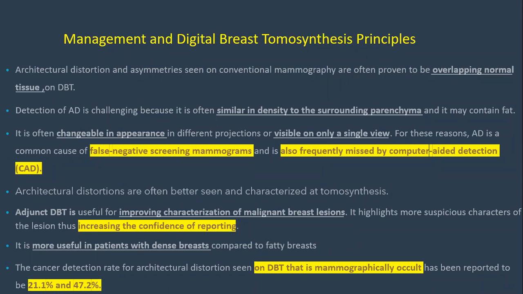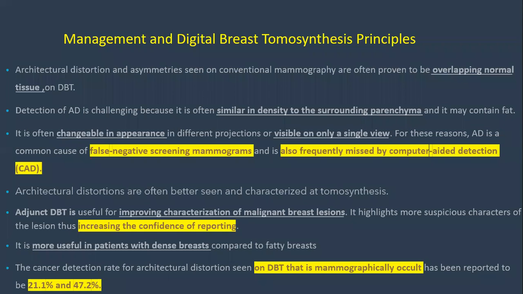See? So it is often changeable in appearance in different projections. Architectural distortions can have different appearances. We have seen examples before. The appearance can change in different projections and can be seen in only a single view. This also makes it more challenging and more difficult to appreciate. For these reasons, it is a common cause of false negative screening mammograms. Not only that, it can sometimes also be missed by computer-aided detection.